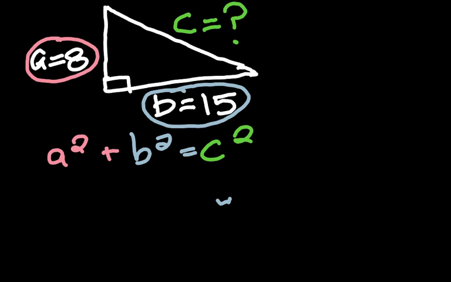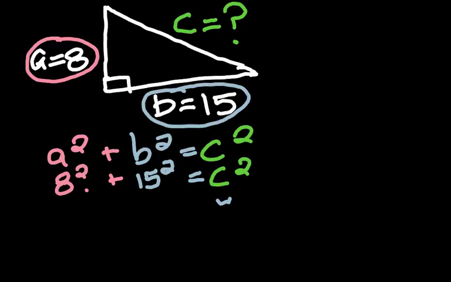So, doing some substitution, we know that A is 8. So I'm going to have 8 squared. And B is 15. So we'll have 15 squared. And then we don't have any clue, so we're going to go ahead and put C squared. Now, remembering how to use your calculator, which I know you do, 8 squared is 64. And 15 squared is 225. And we're still waiting to see what is C squared.